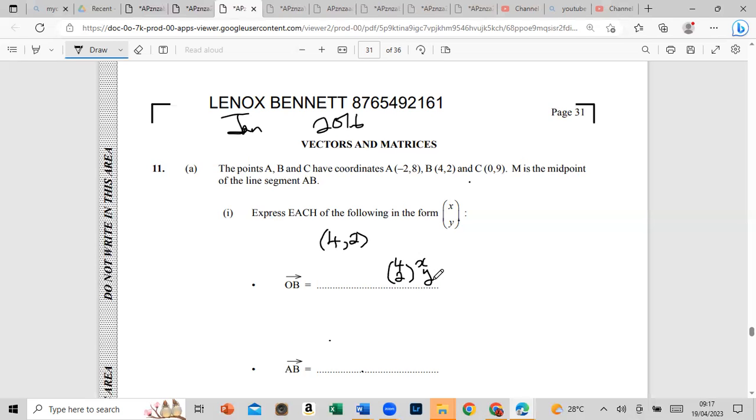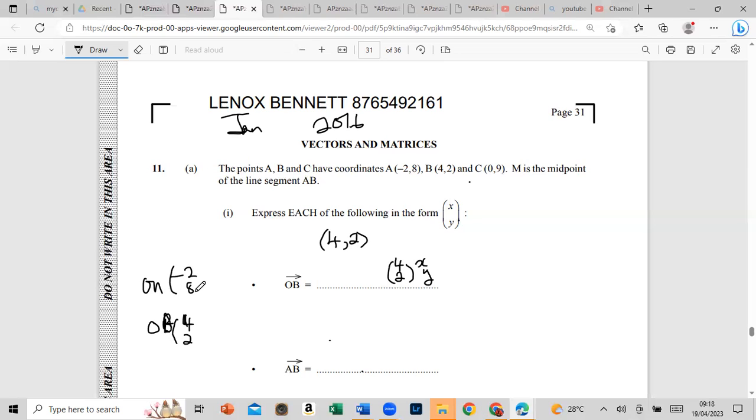Alright, so now they ask us to find the vector AB. So what I'm going to be doing is rewriting OB, which is 4, 2. Well, that was B. And then OA would have been negative 2, 0.